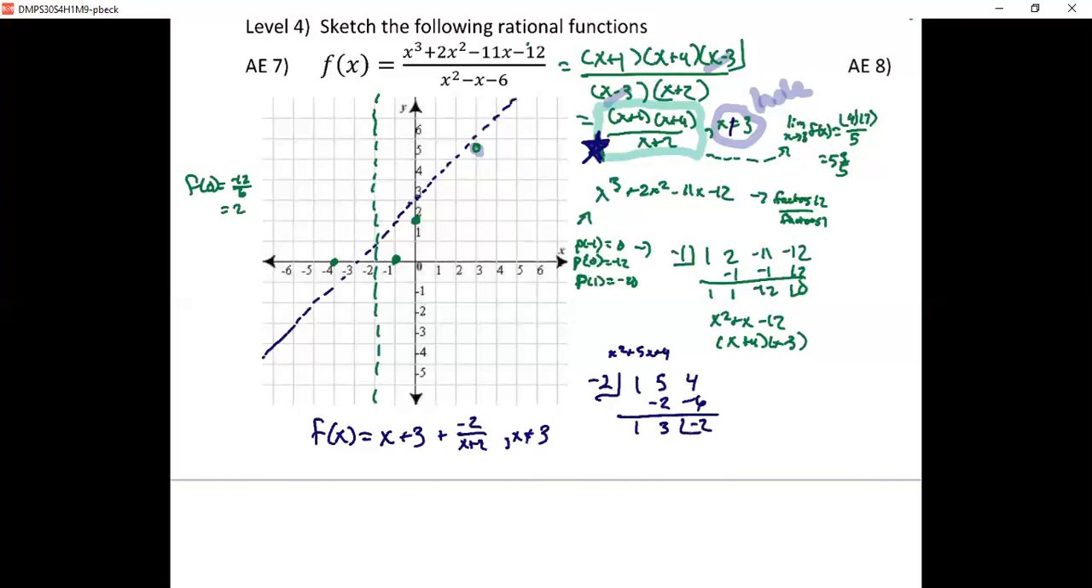And then we can sketch our graph to fill in what's going on. So it's going to curve here. Remember to leave space for the hole. Approach the asymptote. And then over here.